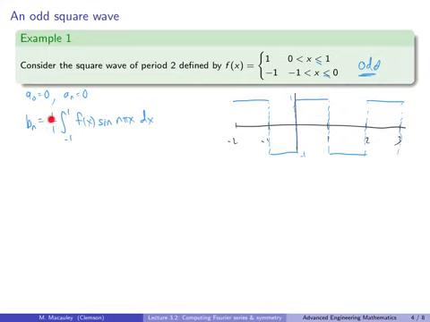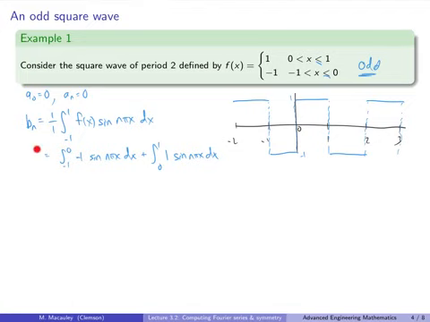Now, f of x is not continuous. So if we want to actually write out this integral, we need to do it in two pieces. We need to break up the part from -1 to 0. Let's put a 0 here. And then we need to integrate it from 0 to 1. So we would have to write this as -1 to 0. Now, what is f of x from -1 to 0? That's just -1. So that's -1 times sine of n pi x dx plus the integral from 0 to 1. Now this piece here, f of x is equal to +1. So we have to write +1 sine of n pi x dx. And now we can compute these two integrals separately.